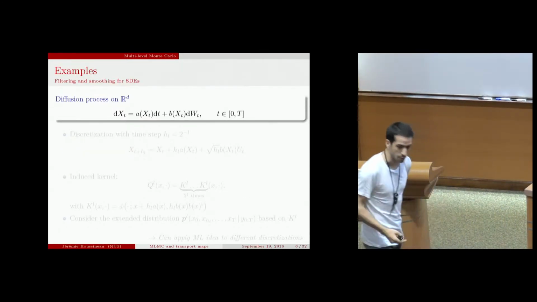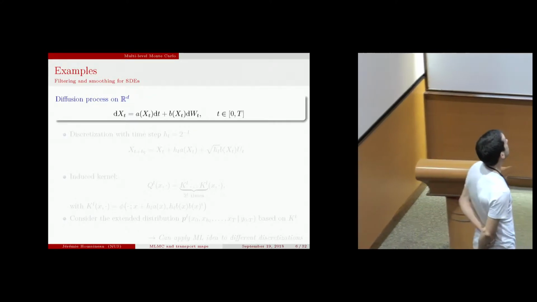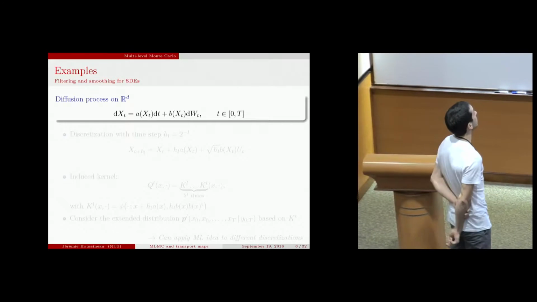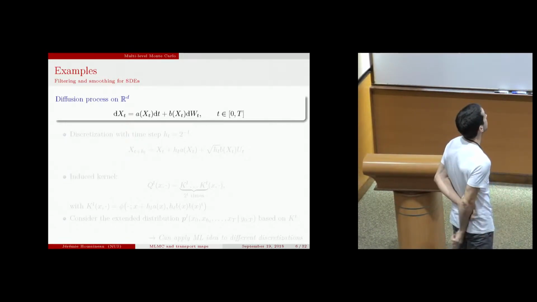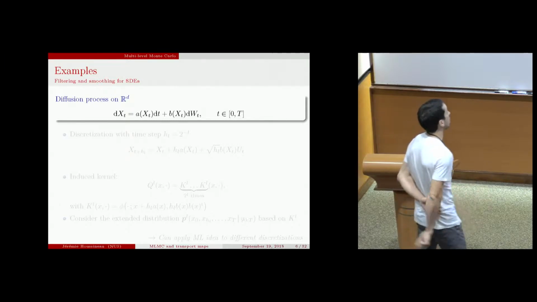So of course, the first example that comes to mind is the case of an SDE. If we take a standard diffusion process with some possibly nonlinear drift, some non-constant diffusion.